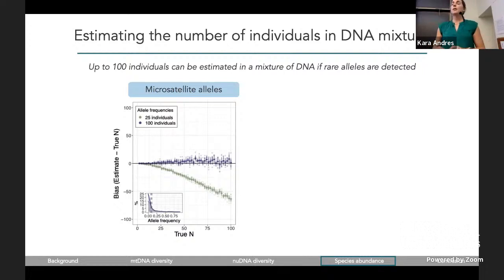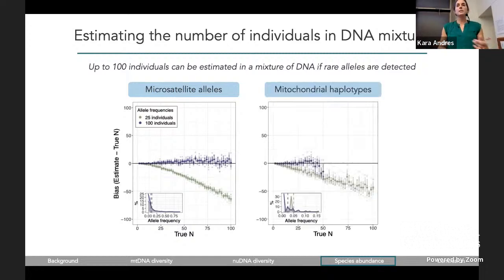But if you have population allele frequencies from up to 100 individuals, we are showing pretty reliable estimates of abundance up to 100. We saw similar patterns looking at a segment of the mitochondrial genome. So again, we just simulated mixtures of individuals, but we were only able to estimate up to about 50 individuals, again, using population allele frequencies from about 100 individuals.